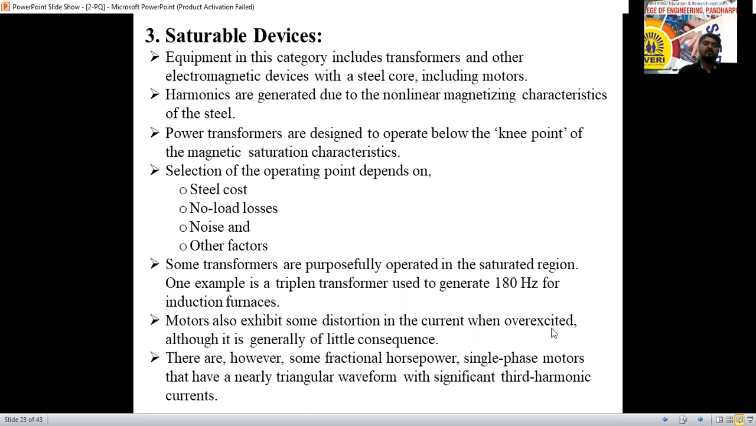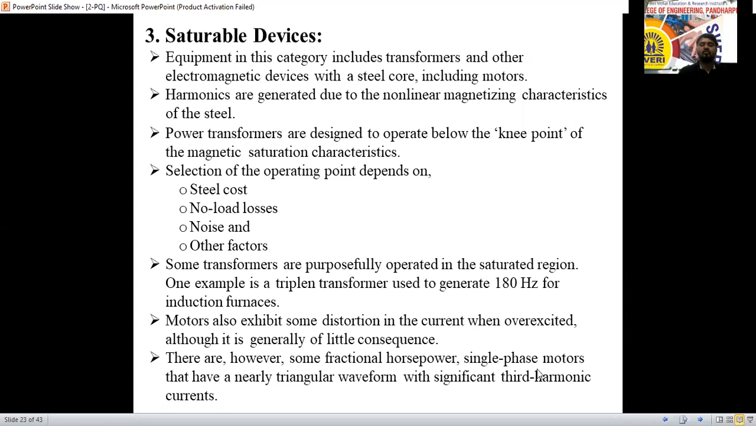So these motors also contribute, or they exhibit some distortion in the current here. Although it is generally of little consequence, there are, however, some fractional horsepower motors, such as 1 HP and 2 HP motors, that we are going to use. So fractional horsepower can be considered.